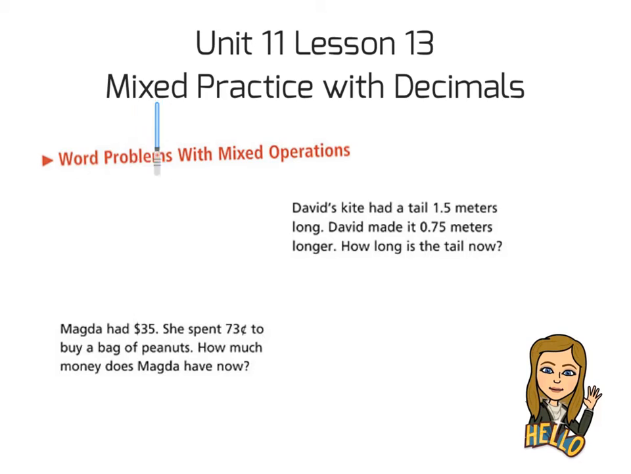Today we'll be doing some mixed practice with decimals. So something you might run into are word problems with mixed operations. So you'll have to look at the clues in the word problem to decide if you're adding or subtracting.